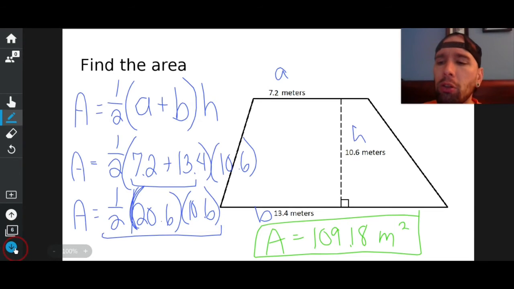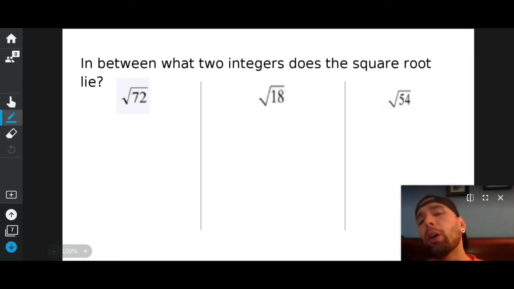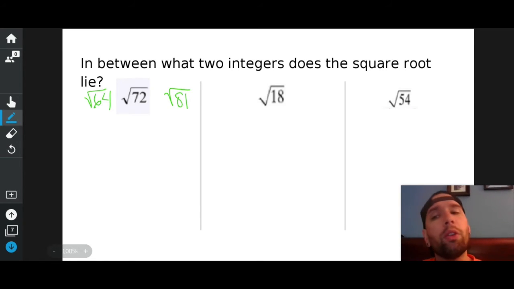We'll switch gears. In between what two integers does the square root of 72 lie? I don't know what the square root of 72 is, but you know what I do know? What the square root of 64 is, and I know what the square root of 81 is. The square root of 64 is 8. The square root of 81 is 9.